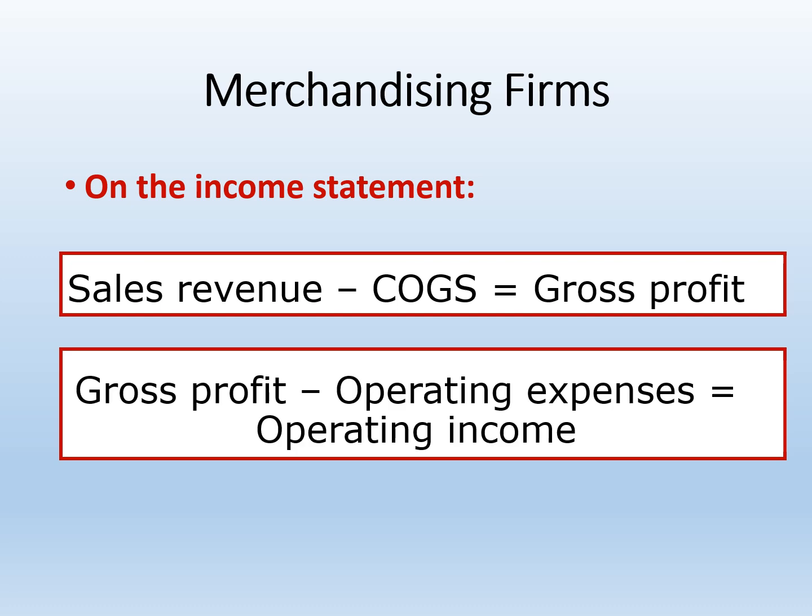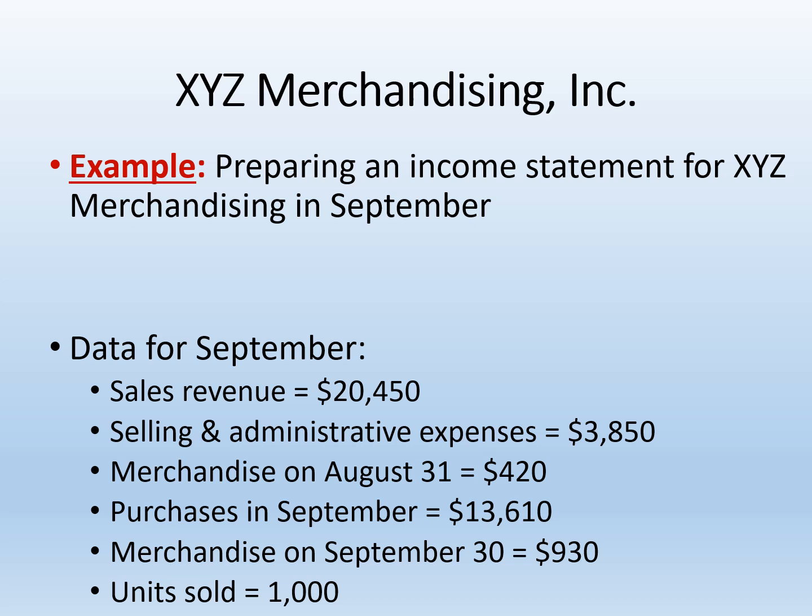In the second part of the income statement, we start with the gross profit and we subtract out all of the firm's operating expenses. Those are its period costs, usually selling and administrative costs. And the result is the firm's operating income, how much the firm generated from doing its normal business. Let's look at an example.